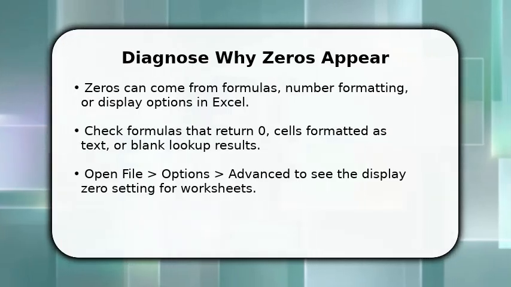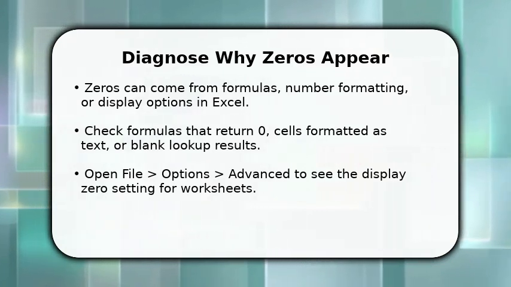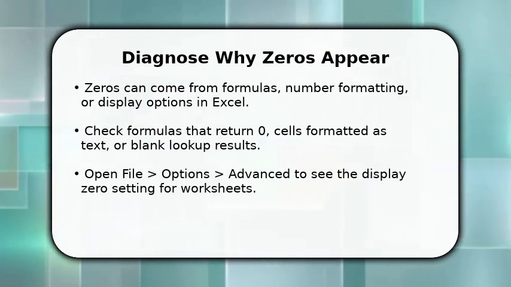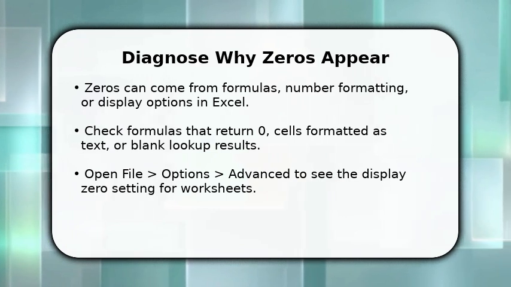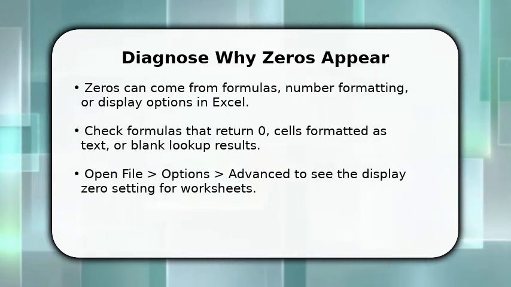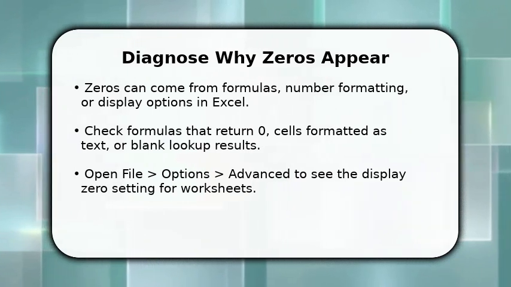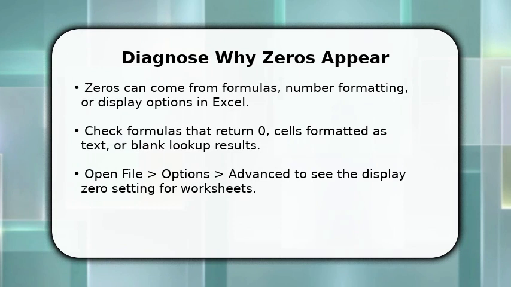Start by diagnosing why zeros appear in your Excel sheet. Zeros can come from formulas, number formatting, or display options in Excel. Look for formulas that explicitly return zero, such as simple arithmetic or IF outputs. Check cells formatted as text that show zero from input or conversion. Inspect lookup formulas that return zero when no match exists.